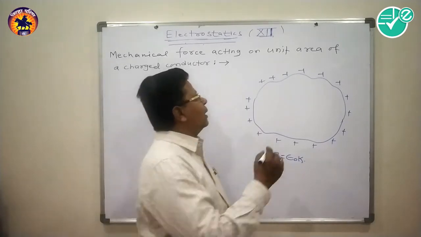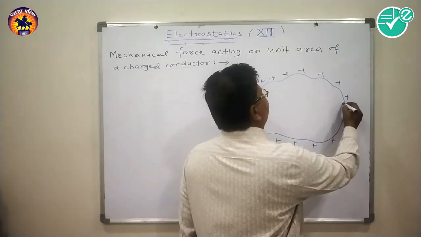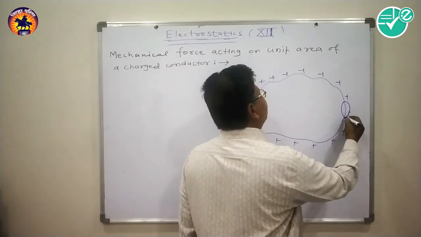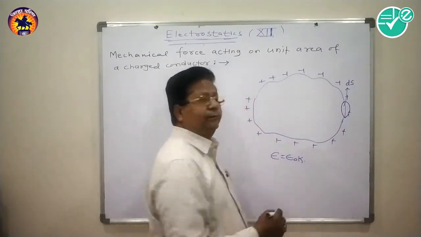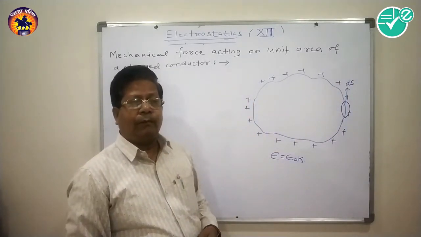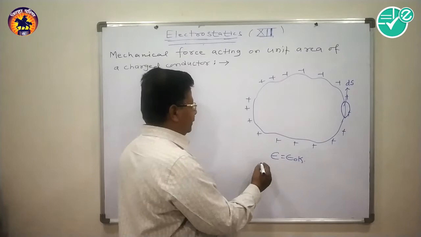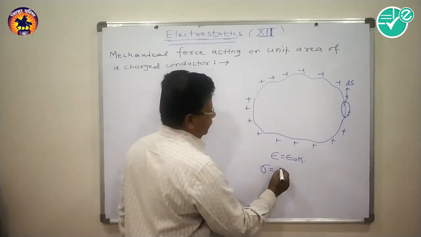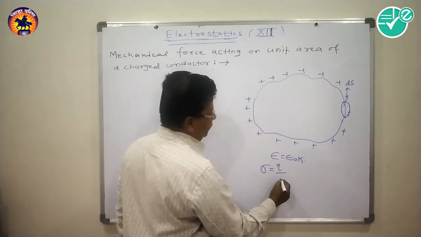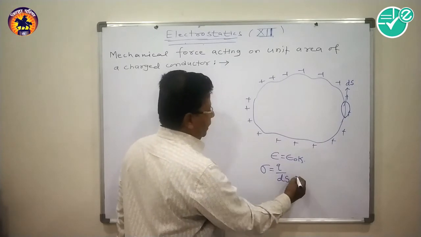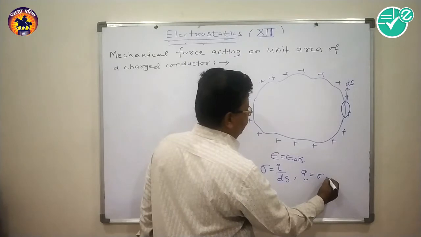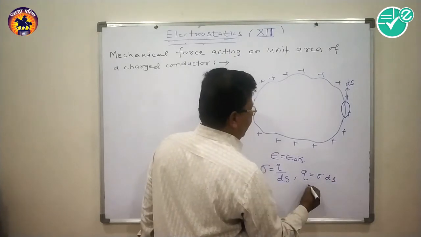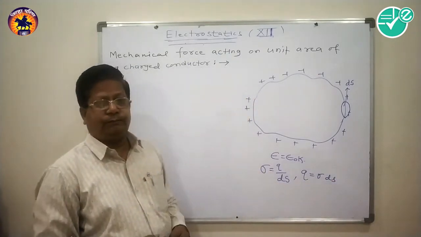Now consider a small area ds of this charged conductor, and let sigma be the surface charge density on this area ds, and hence charge on area ds is q is equal to sigma into ds.